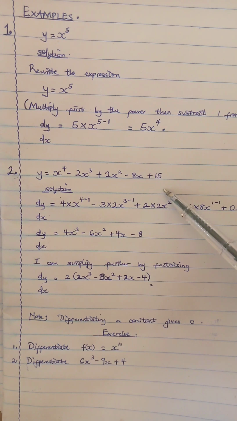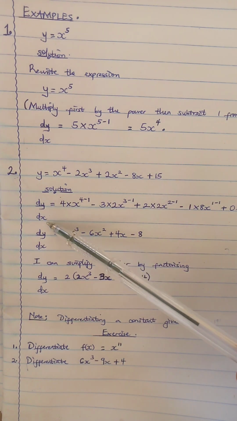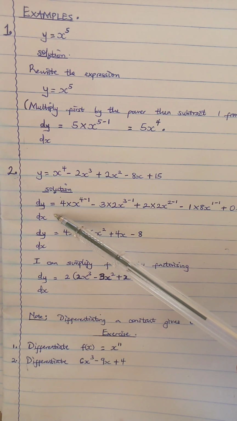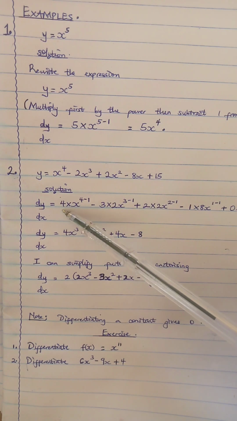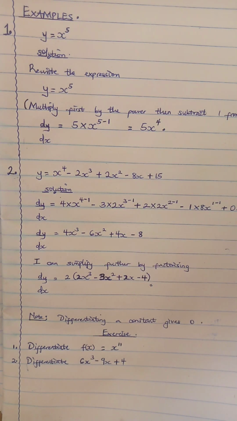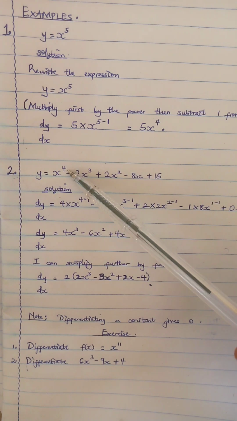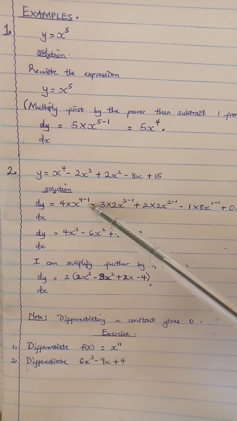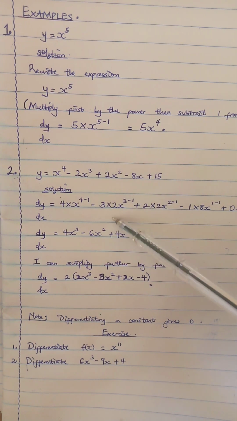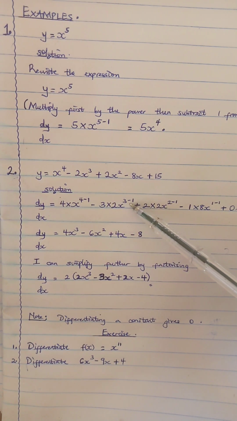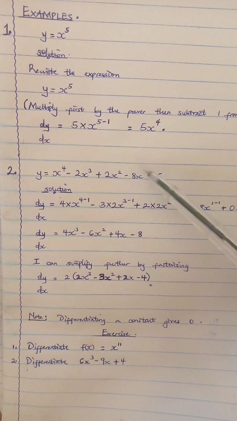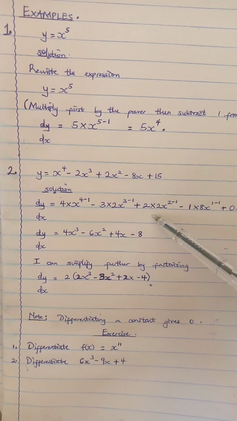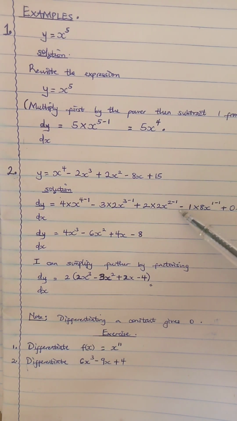Okay, let us differentiate. Now, dy over dx equals, now, I hope you can remember the ideology. Multiply first by the power, then subtract 1 from the power. Okay, the power here is 4. 4 times x raised to power 4 minus 1, minus 3 times 2x raised to power 3 minus 1, plus 2, which is the power here, 2 times 2x raised to the power 2 minus 1, minus 1.